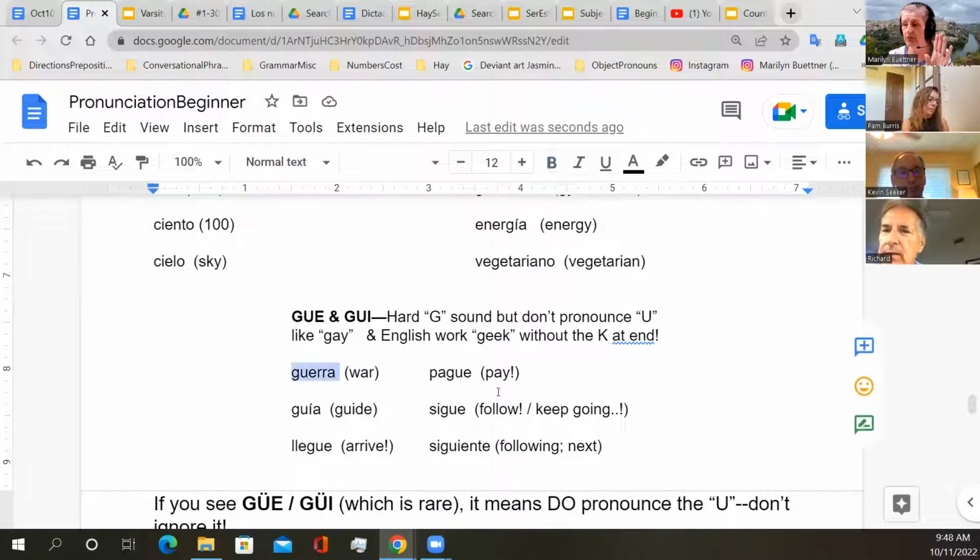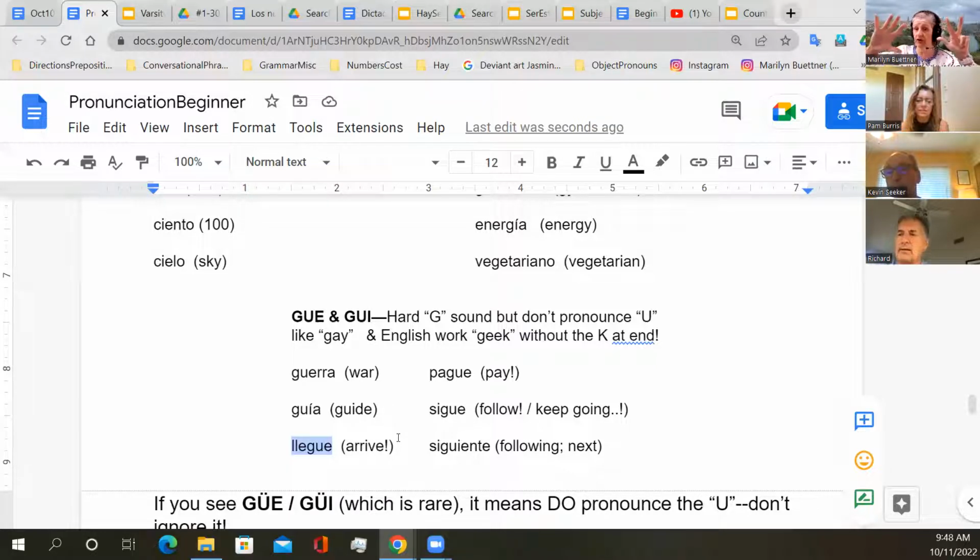So we're going to have this word, which is guerra. Guerra. Right. We're going to go with the G sound in a GUE, GUI. Guerra is war. Okay. Guía. Guía is a guide, whether it's on paper or a human being who's giving you a tour. Here is a word that means, hey, get there on time. Llegue. Okay. If somebody says, llegue a las 8, get there at 8.